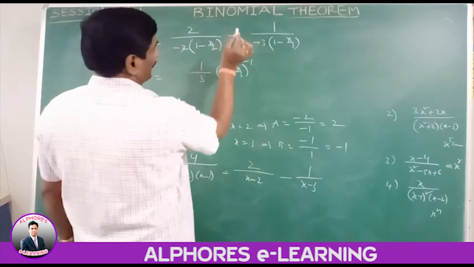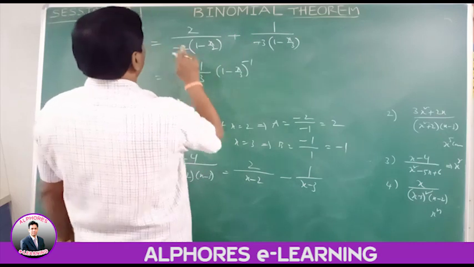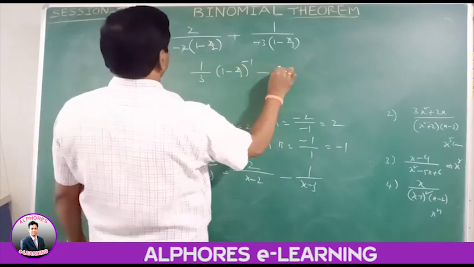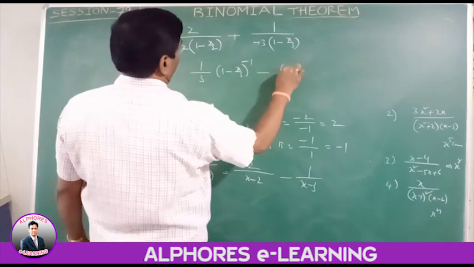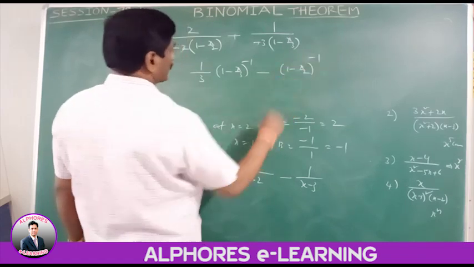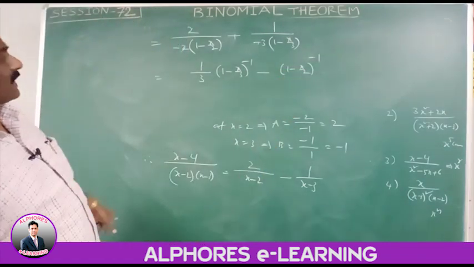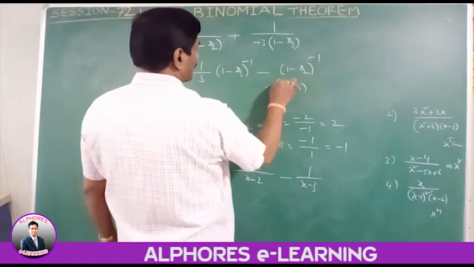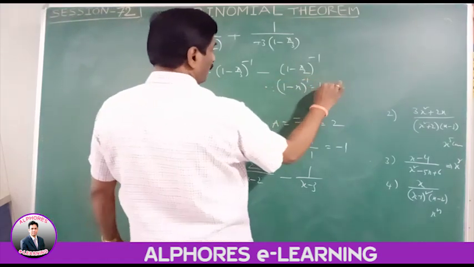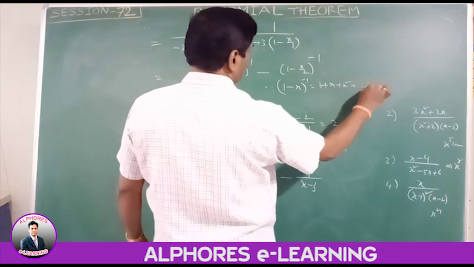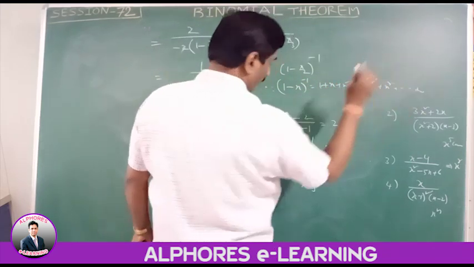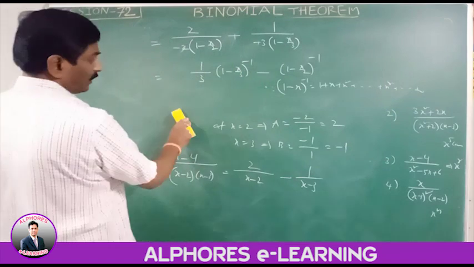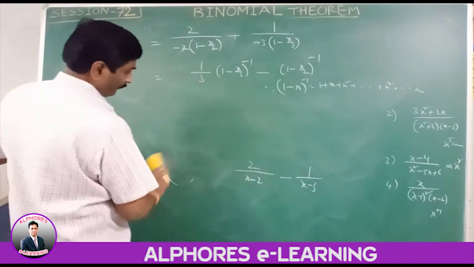Here minus minus is plus. First write this value. Next, this is plus by minus, which means minus. What is that value? (1 minus x by 2) whole power minus 1. Please observe these values. These two are in the form of (1 minus x) whole power minus 1. Since (1 minus x) whole power minus 1 is equal to, what is the formula, 1 plus x plus x squared plus so on, x power r plus so on to infinity. By using that formula, expand these values.